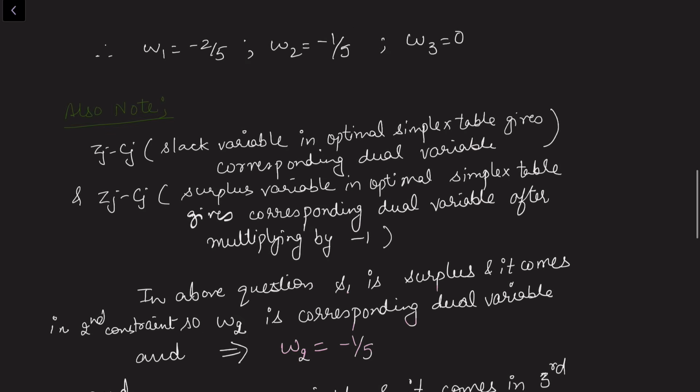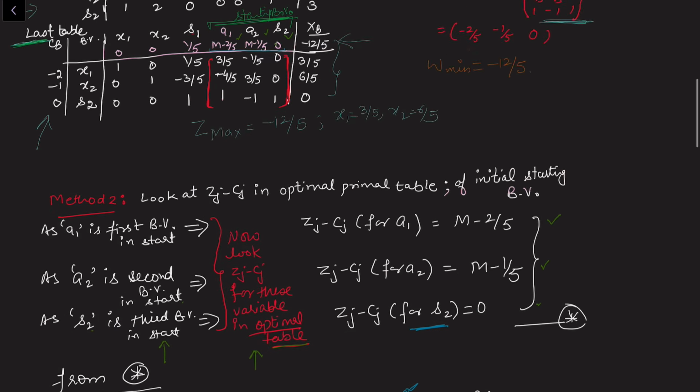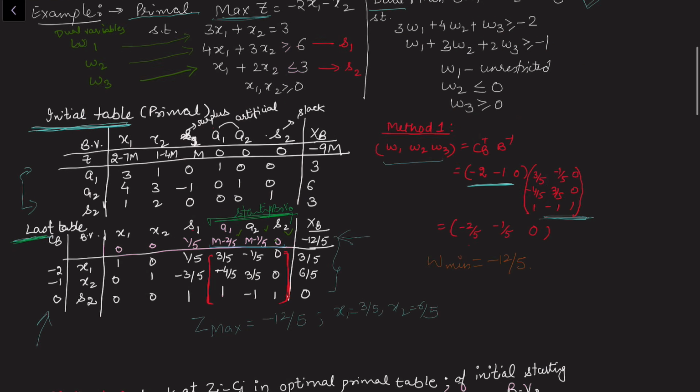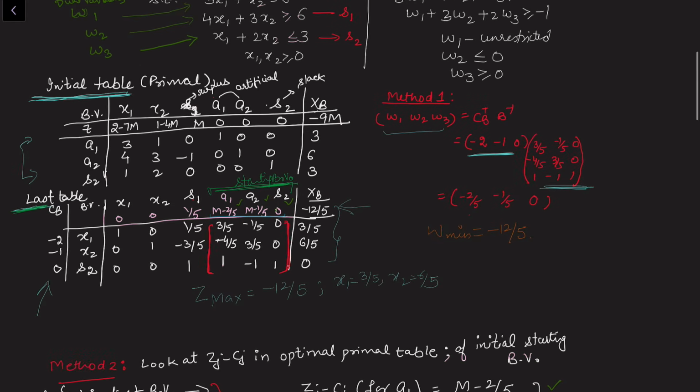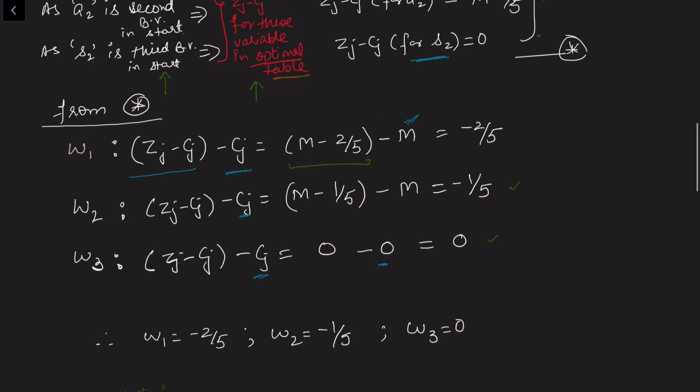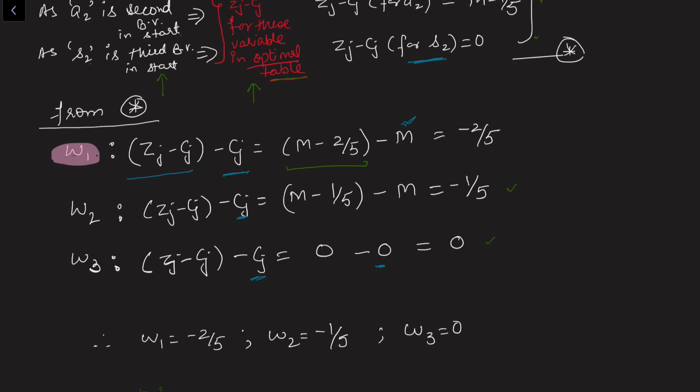Now look at the first case. For the first case, W1 is not coming from a slack or surplus variable. So for W1, I must always look at Zj minus Cj. For this, as I have already explained, you have to subtract the cost of that particular variable. So we come back to this formula again. W1 is Zj minus Cj corresponding to whichever variable it is appearing under. Simply subtract the cost. So we get it as -2 by 5.